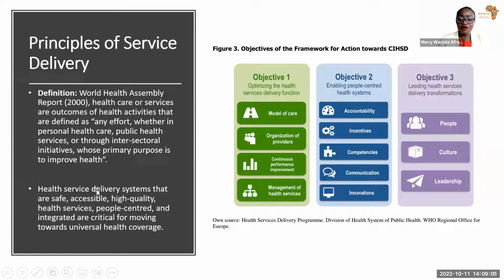This is a framework from the WHO Regional Office for Europe with important objectives when it comes to health service delivery. Some of the things that you look at are: one, what model of care are we using? Two, the organization of providers. Where are they stationed? What are they doing? What is their skill set? What services are they offering? And then the issue of continuous performance improvement, meaning, with the model of care and the organization of your providers and the services they provide, can we do that? And this is a continuous process. And then finally, management of health services, which encompasses all the other building blocks of health.